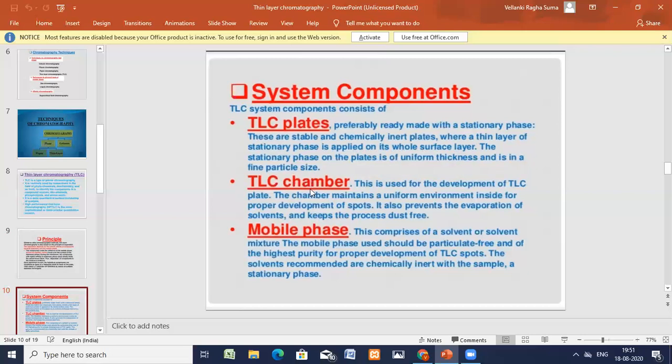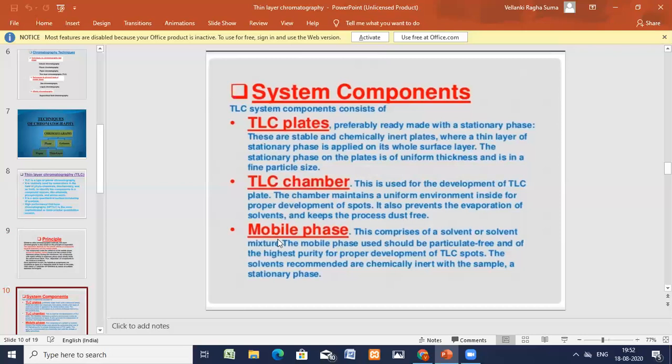Now coming to the TLC chamber. This is used for the development of the TLC plate. The chamber maintains a uniform environment inside for proper development of spots. It also prevents evaporation of the solvents and keeps the process dust free. So for the sake of purity, no evaporation of the solvents, and a uniform environment for proper development of the chromatogram, this chamber will be useful.